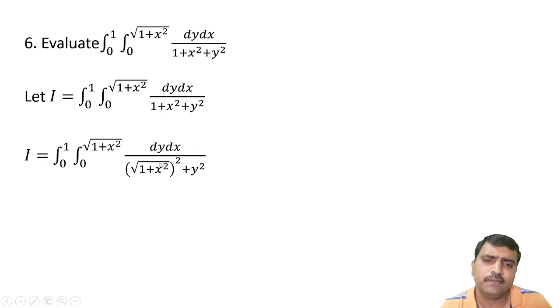Now, integrating with respect to y, it is like this: 1 by a square plus y square, in that form. When you are integrating with respect to y, this x term is a constant, so this constant square plus y square, that means 1 by a square plus x square form. So integration of 1 by a square plus x square is 1 by a into tan inverse of x by a. Remember that formula. Here also we use the same formula.